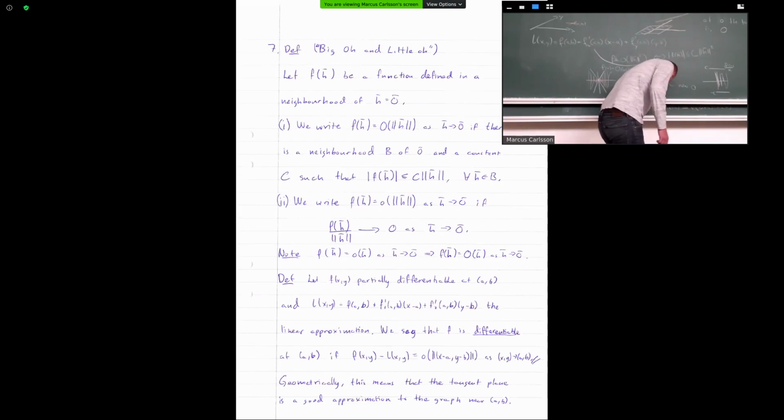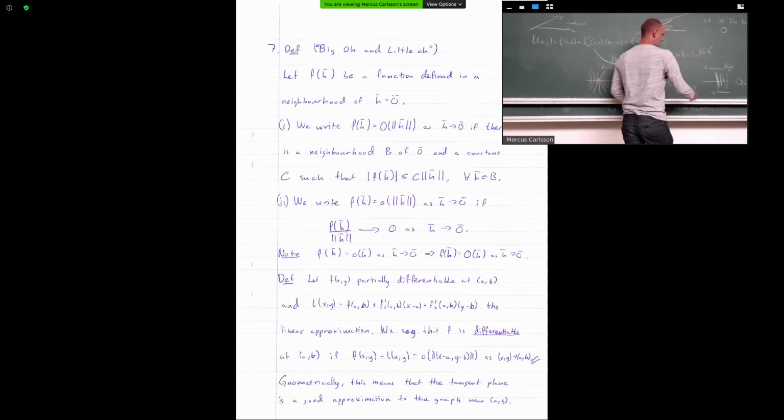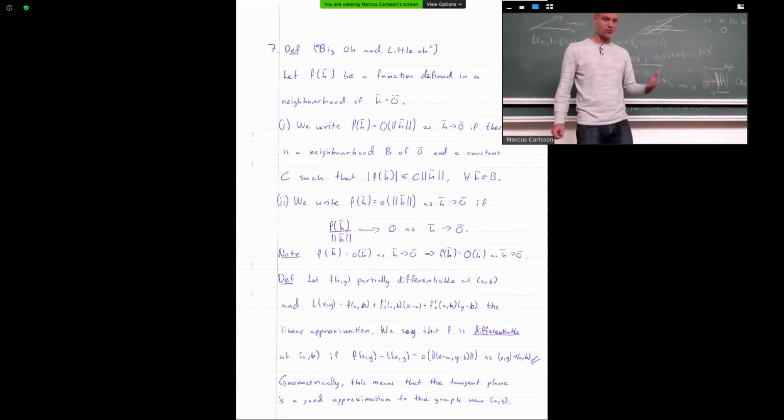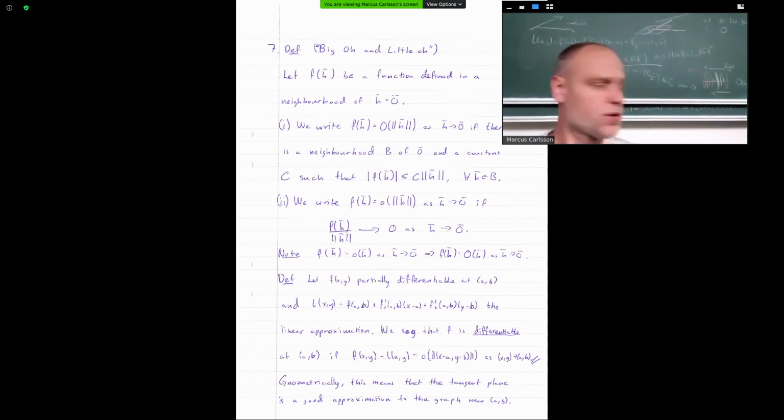So this function is big O of x and little o of x. If I were to paint that, it can behave as badly as it wants, but when you get closer to the point, it can still keep on oscillating, but it has to converge to 0 there. So this is giving more information. It's bounded and goes to 0. So little o is stronger than big O.